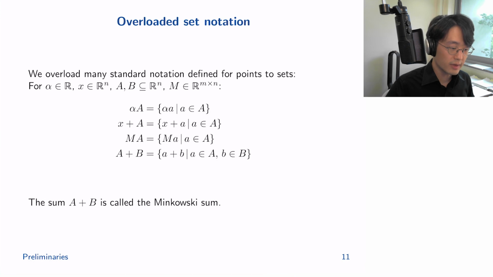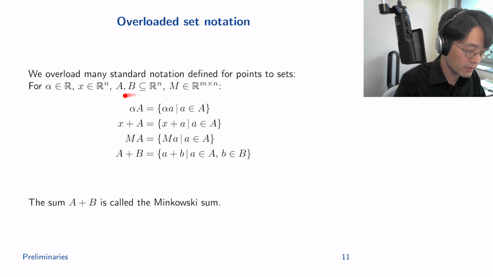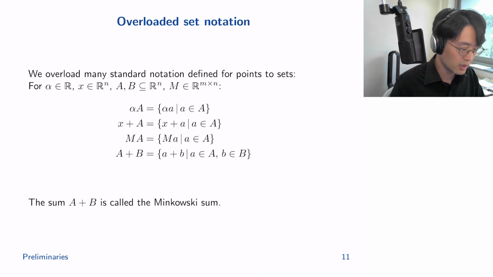Okay, so now let's define some overloaded set notation. A lot of standard notation is defined for points, and here when I say points, I mean vectors. So we take notation defined for points and generalize it to sets. For example, if alpha is a scalar, x is a vector, A and B are subsets of R^n, and M is an m by n matrix, then alpha times A is formed by taking all the vectors within A and multiplying by alpha to form the set.